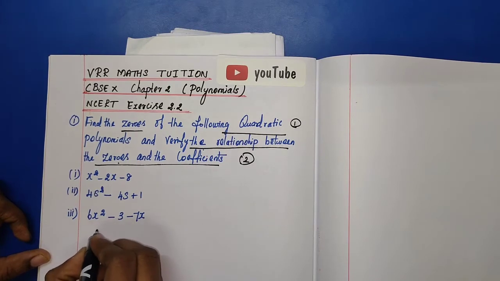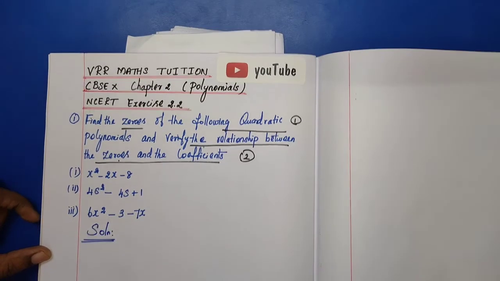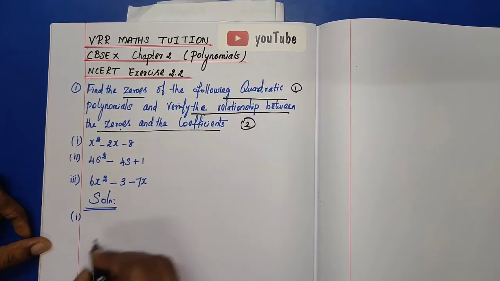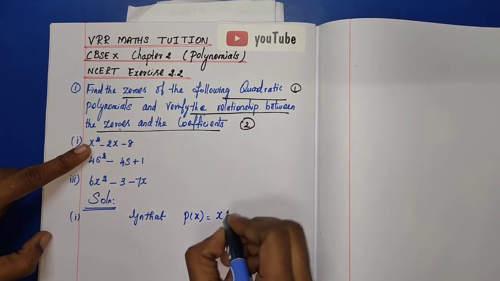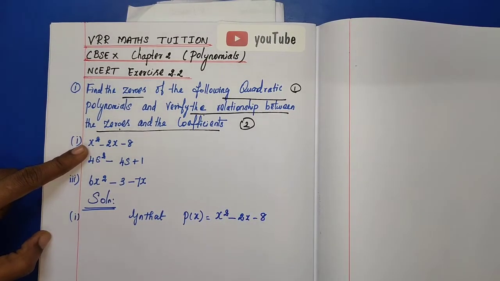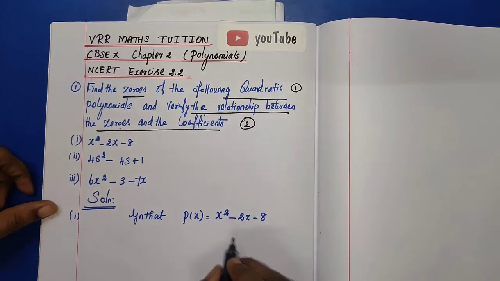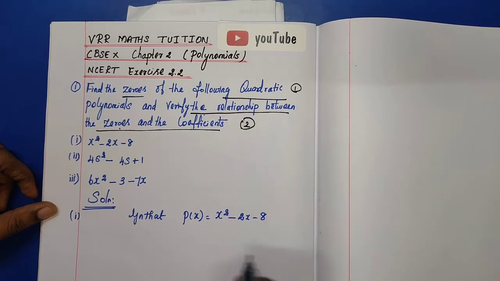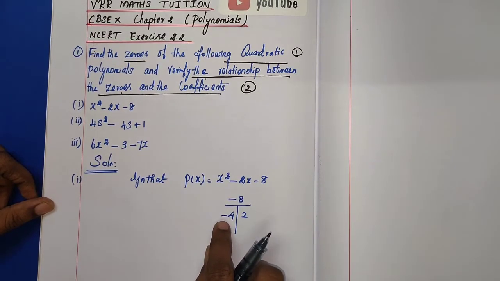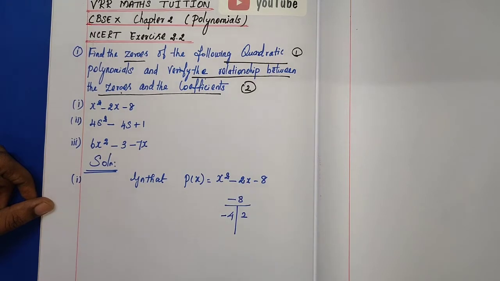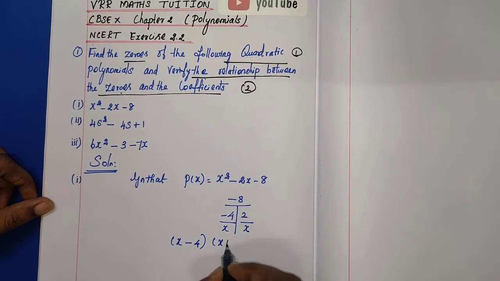So first question, division number 1. Given that the quadratic polynomial is x square minus 2x minus 8, we have to find the zeros. The x square coefficient is 1 and the constant is minus 8, so the multiplication is minus 8. 4 2s are 8. The middle number's sign goes with the biggest number. Now multiply and check: the product is minus 8 and the sum is minus 2. The factors are x minus 4, x plus 2.